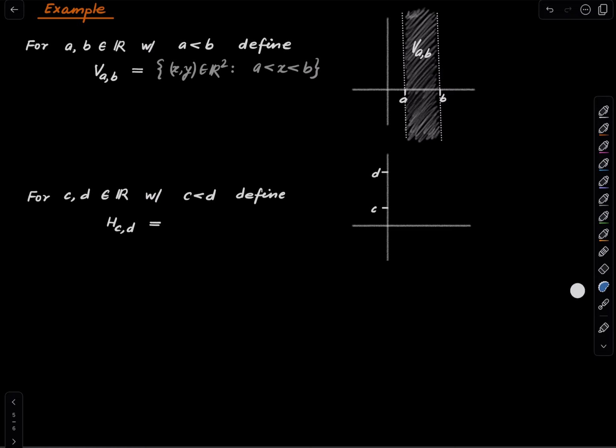Now, similarly, we define the horizontal strips. For two real numbers c and d with c less than d, define H of c comma d, H for horizontal, V for vertical. H of c comma d is defined as all those points in R2 with y lying in this range. And again, I want to draw a diagram.